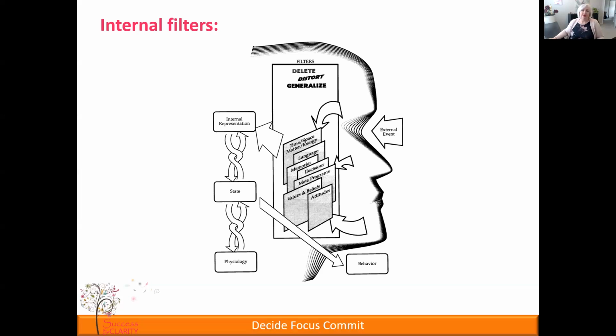So that's how you filter information, because you can't handle 11 million bits per second. You're doing it to protect you. This is how we've evolved. It's a good thing. What we want to change is when they don't serve you, when the filter is clogged or it's giving you a behavior that's not serving you to get you towards your outcome.